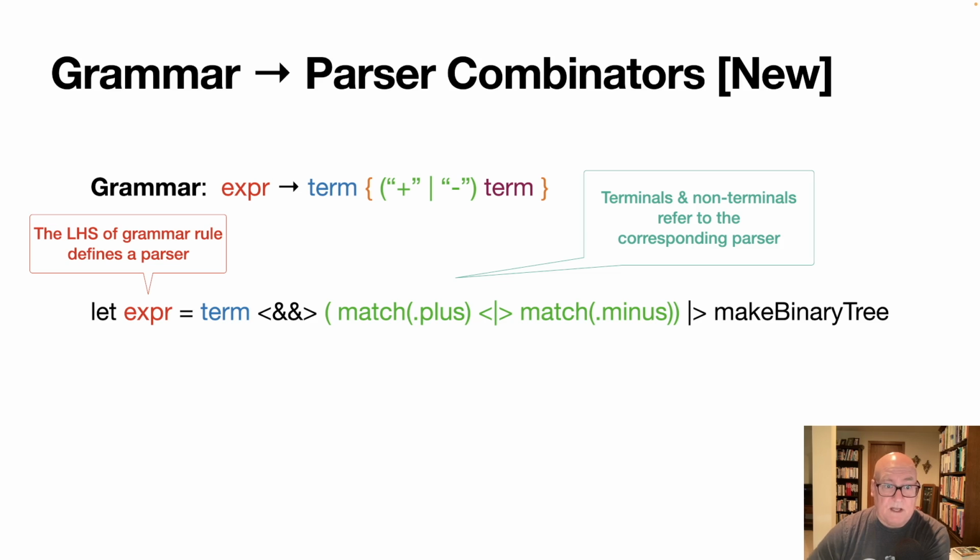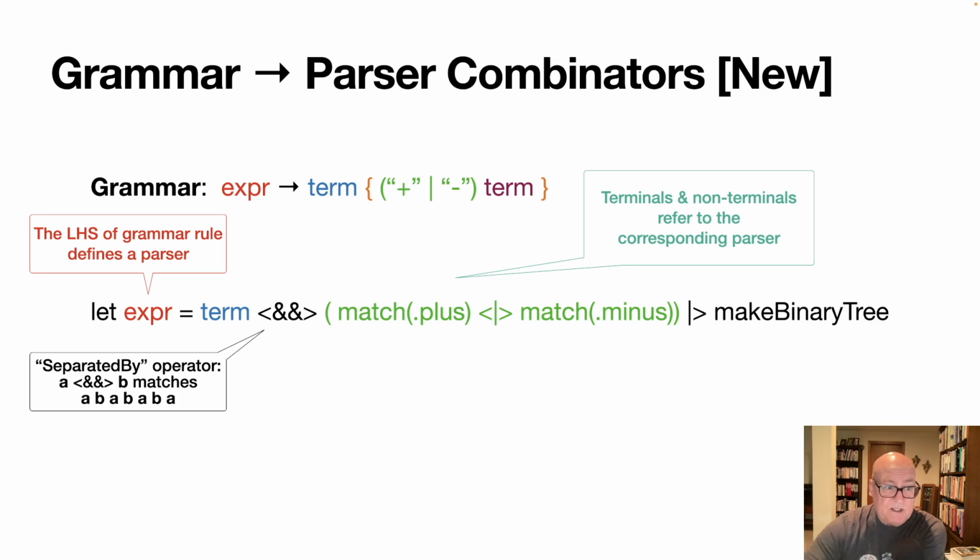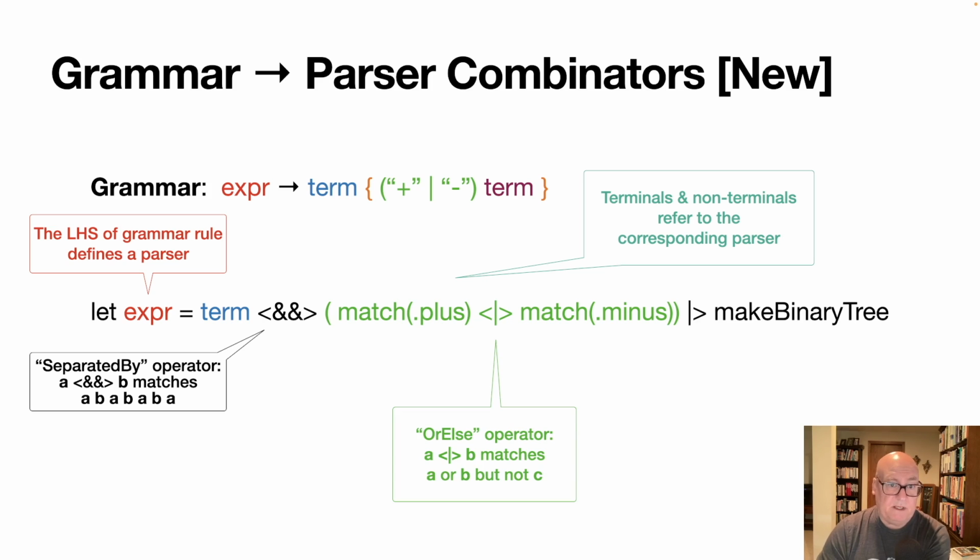When we got terminals and non-terminals, we reference the corresponding parser. So there's a match parser and a term parser. And we can use this separated by. So A separated by B gives you A, B, A, B, A, B, A, and so on. So term, minus term. Okay, all that comes from there. And the or else, well, A or B matches A or B, but if you had a C, it wouldn't match C.